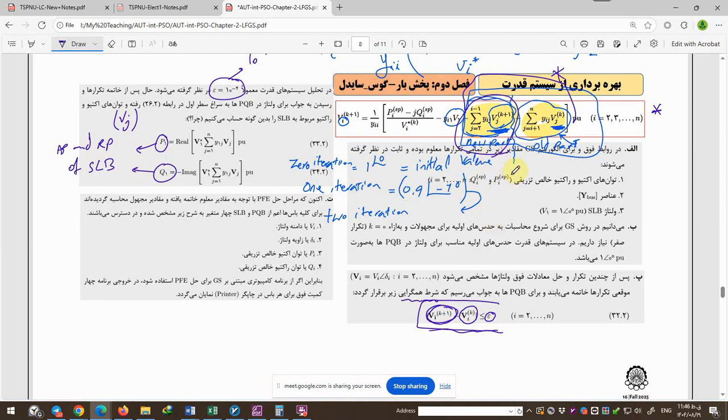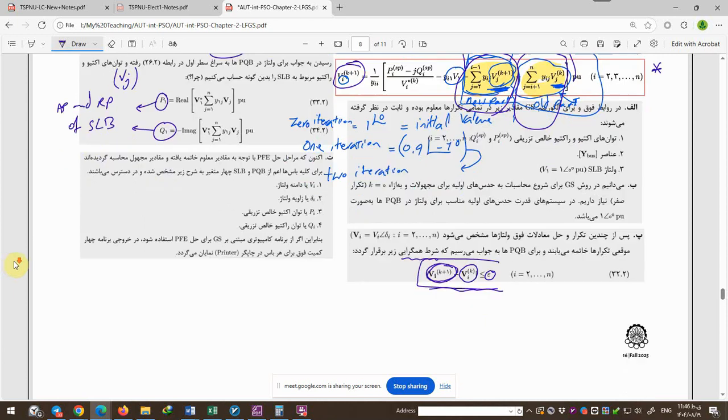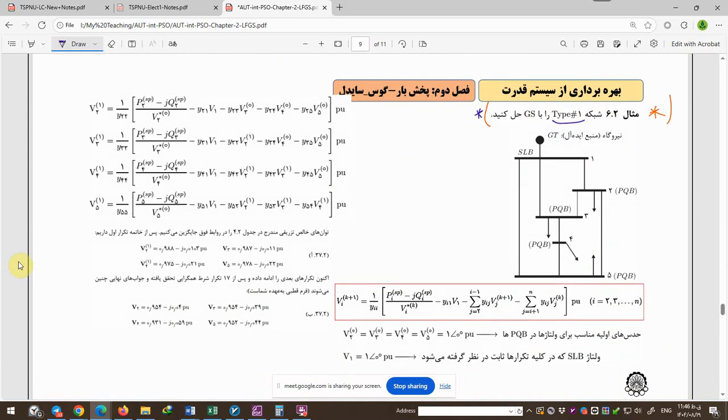And if you have the initial value or old version of the parameters, you have to fill this part. This calculation makes the new iteration of voltage, the magnitude and the angle of voltage in bus i in iteration k plus 1. Okay.